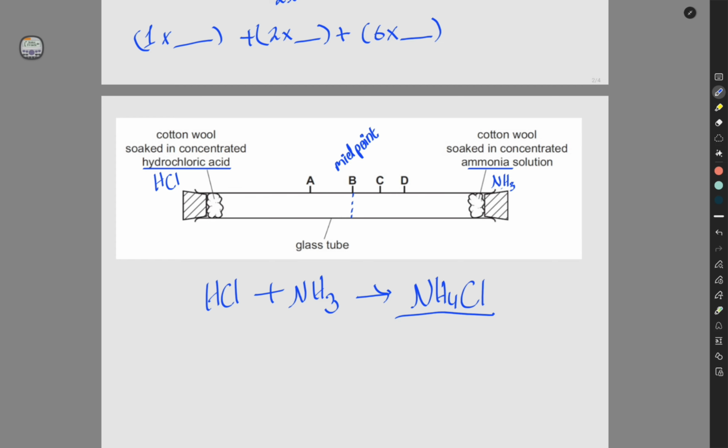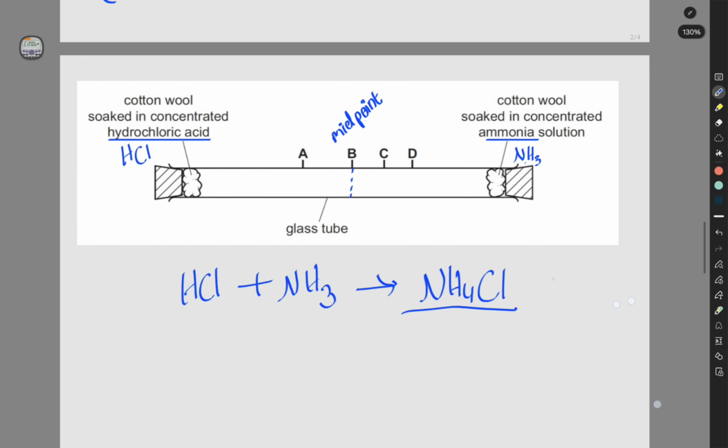You can try to calculate the Mr for this as extra practice, but that's not what we're going to need for this question. If I know that the reaction between HCl and NH3 is going to give me NH4Cl, and NH4Cl has a certain appearance, meaning if I see it in a certain place, I know that NH4Cl has formed there, which means that HCl and NH3 reacted in that place. They met each other there. What does that give me? That gives me a hint to know the diffusion rates, or you can use the diffusion rates to guess where this compound will form.